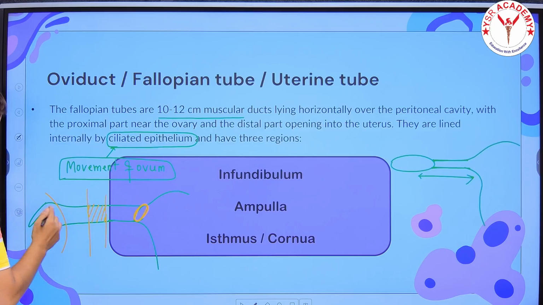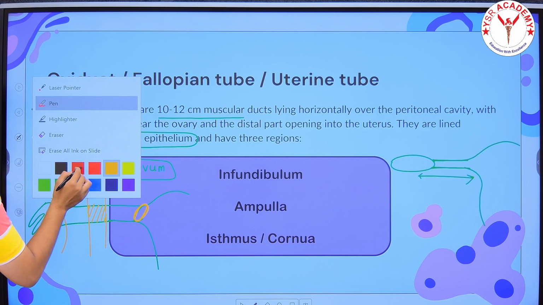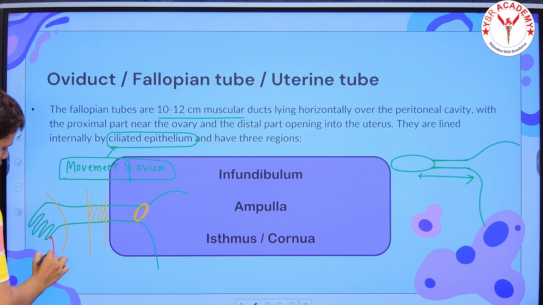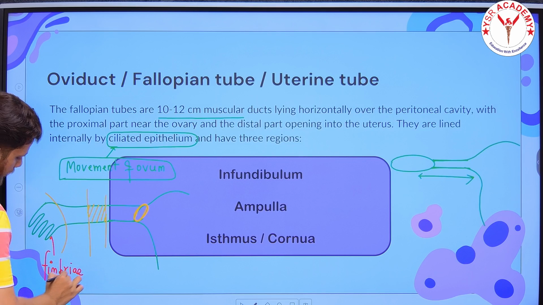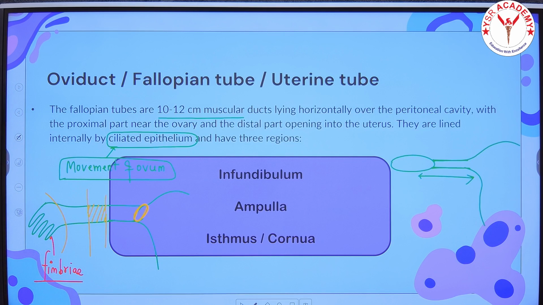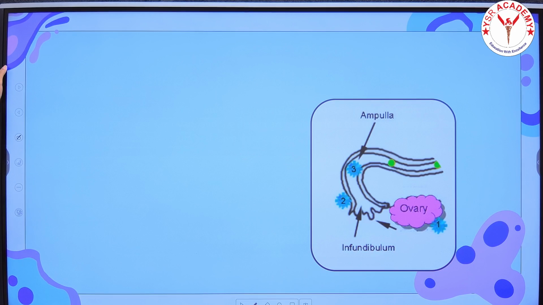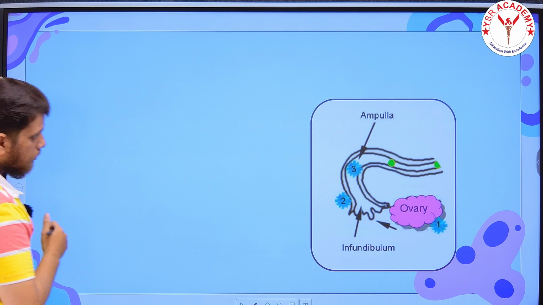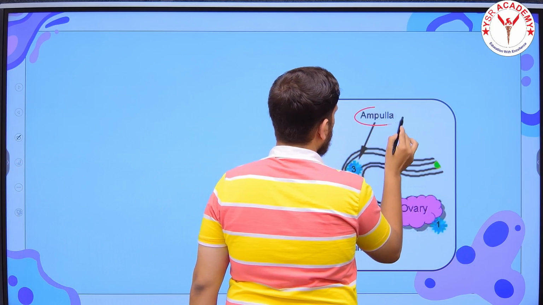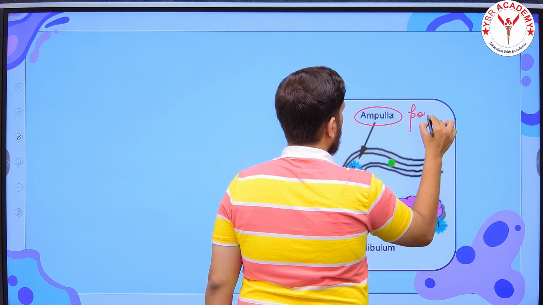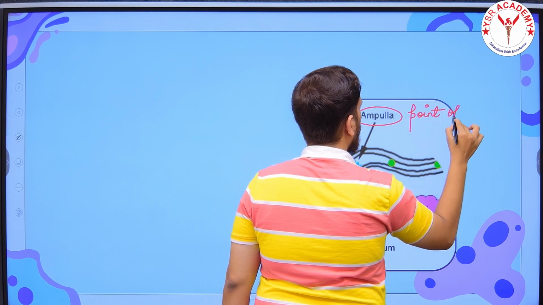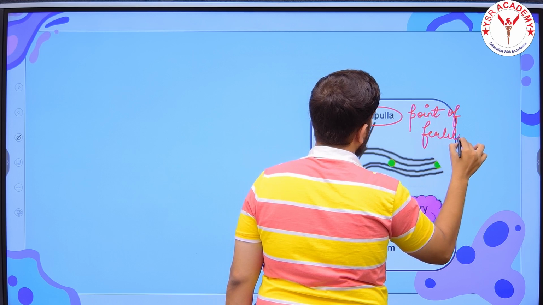The infundibulum is the part which bears finger-like projections, and these finger-like projections are called fimbriae. They have their unique function. These are the distinguishing parts of the fallopian tube. As I mentioned, the infundibulum is the starting part, and the finger-like projections are called fimbriae. The ampulla will be very important, guys, you have to remember the ampulla. The ampulla is the point of fertilization.